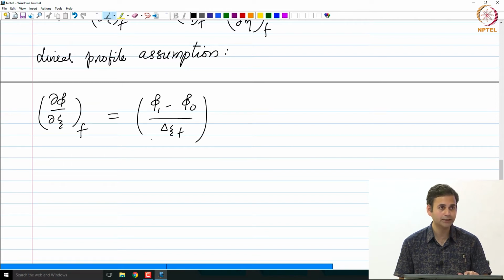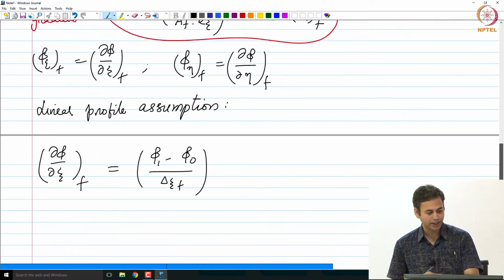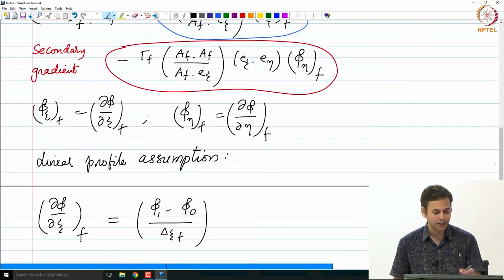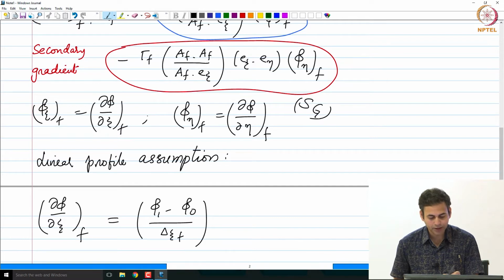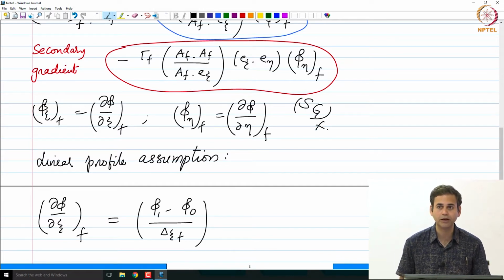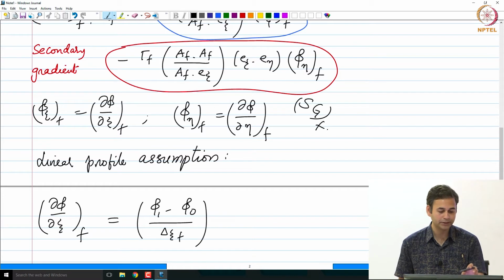Now, this delta xi sub f needs to be there because delta xi would be different for different phases, depending on the cells we are connecting to. Okay. Now, let us not talk anything about the secondary gradient as of now, we would leave it as it is. I would like to write this entire quantity, minus gamma f, as some name, let us call it a secondary gradient sub f, S g sub f, which is basically minus this entire expression. Okay.